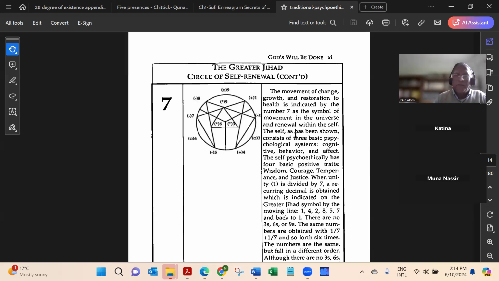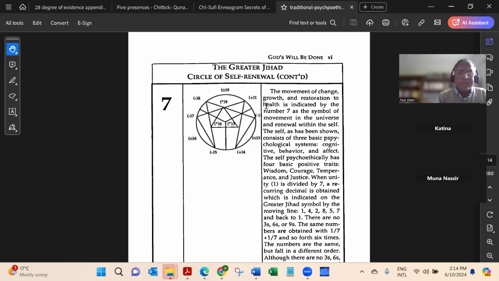The self, as has been shown, consists of 3 basic psychological systems: the cognitive system, the behavior system, and affect. Those 3 systems are referred to by 3 numbers, 3, 6, and 9. And this 7 has these states: 1, 4, 2, and then 8, 5, 7. So it has various sides, one is the positive, another is the negative. Positive means over, or under. Minus is under. We will go into more details on all those things later.